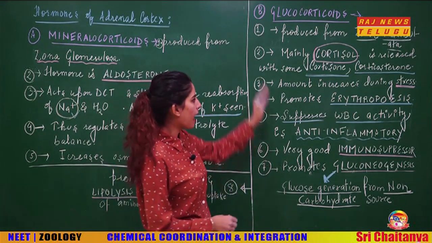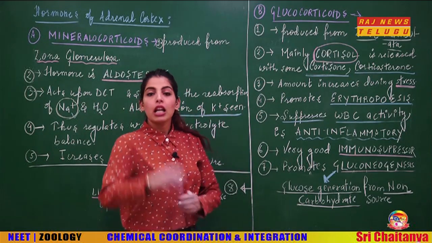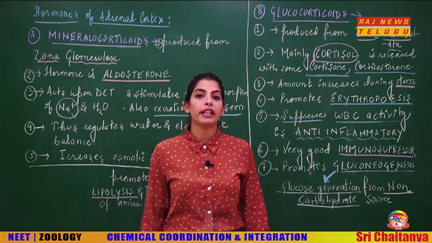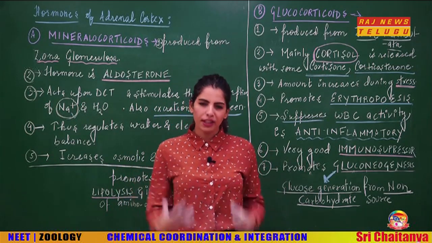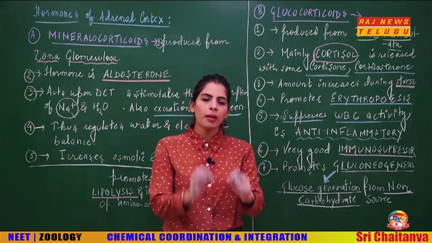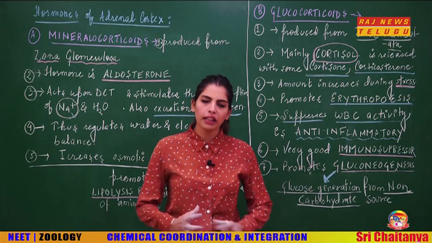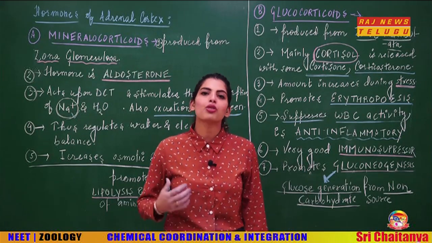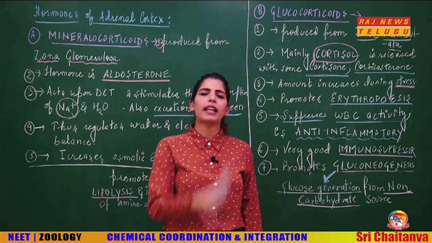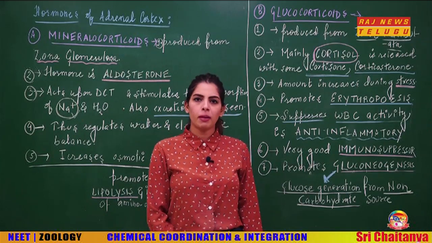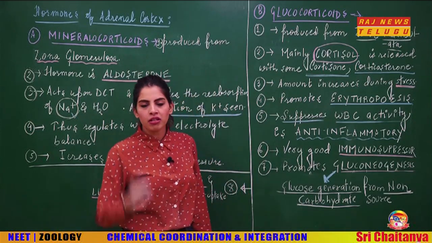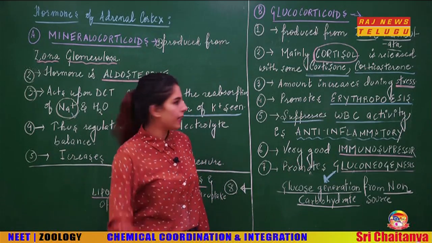Now it has several functions. Cortisol amount is seen to be very, very high during stress conditions. It is produced during stress conditions. Students, you're also going to see a very important role of cortisol during the parturition process. During the delivery of the baby also, cortisol level rises. That is very important for the delivery of the baby. That will be discussed later. Here you can remember that in stress conditions, cortisol level is very, very high.